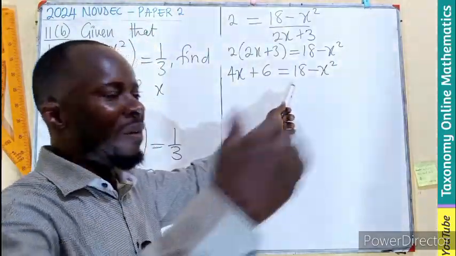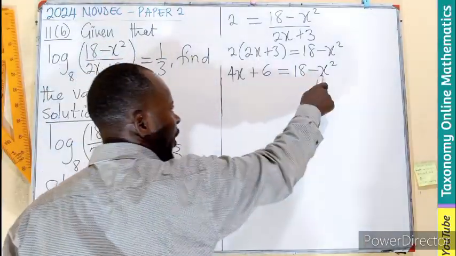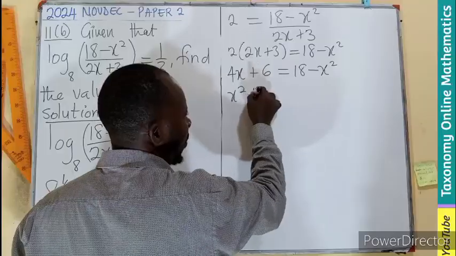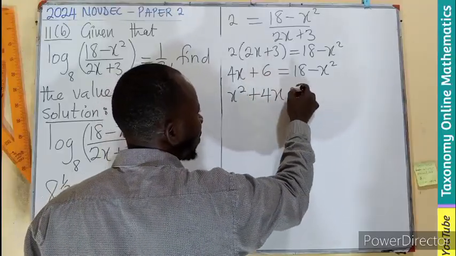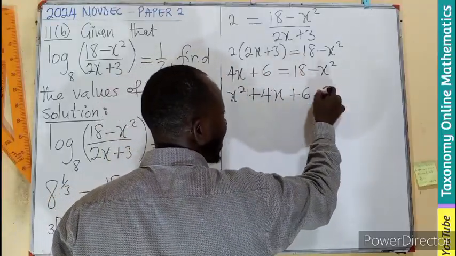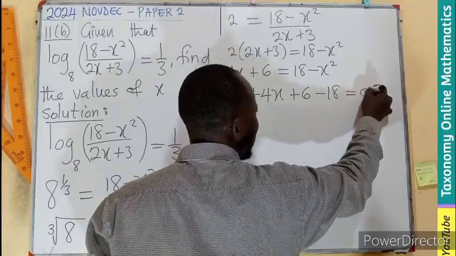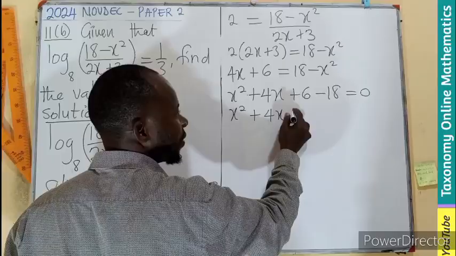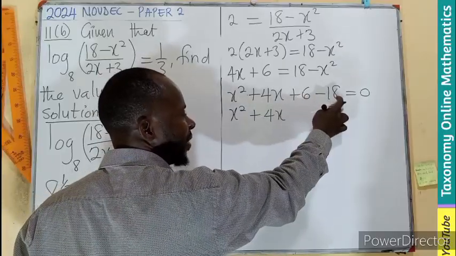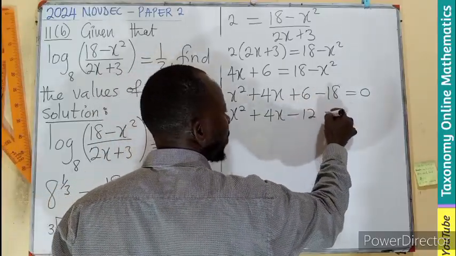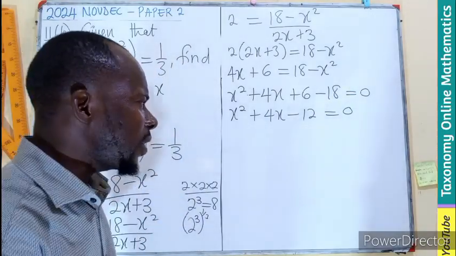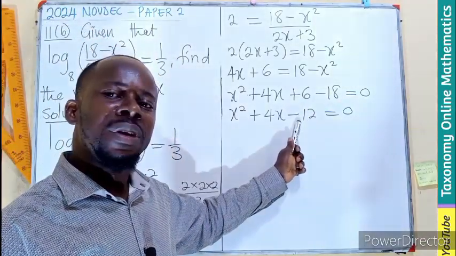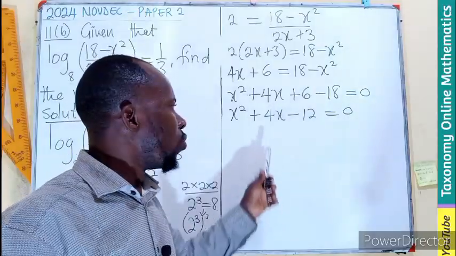Let's transpose all from the right to the left. Negative becomes positive x squared. Then we have plus 4x plus 6, and this is coming as negative 18, leaving us with 0. So x squared plus 4x, this is going to be 6 minus 18, negative 12, equals 0. So what do we do? We are going to find factors of negative 12 that, when added, will give us 4.